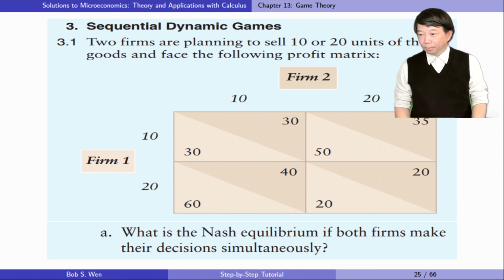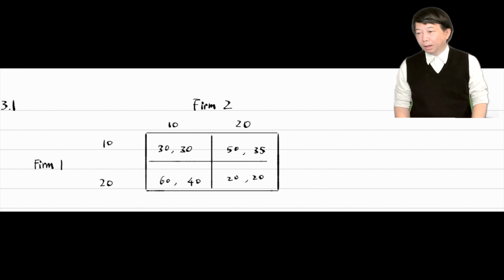Here's exercise 3.1. Two firms are planning to sell 10 or 20 units of their goods and face the following profit matrix. In part A, what is the Nash equilibrium if both firms make their decisions simultaneously? If it is a simultaneous move static game, we write the payoff matrix and use the best response approach to find the pure strategy Nash equilibrium.